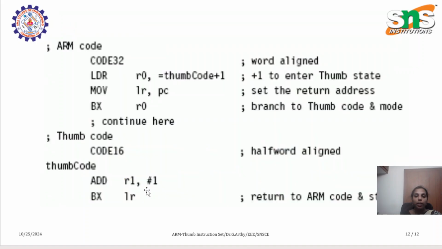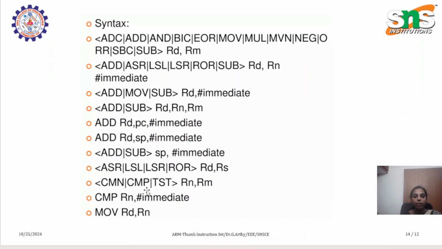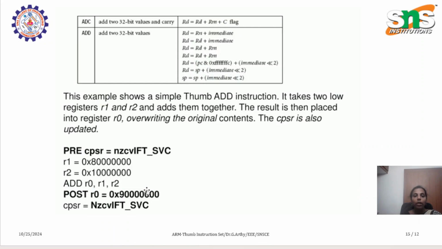And this is the syntax. Then data processing instructions. Data processing instructions manipulate data within registers. They include move instructions, arithmetic instructions, shift and logical instructions, compare instructions, and multiply instructions. The Thumb data processing instructions are a subset of ARM data processing instructions. And this is the syntax of how the instructions are used.